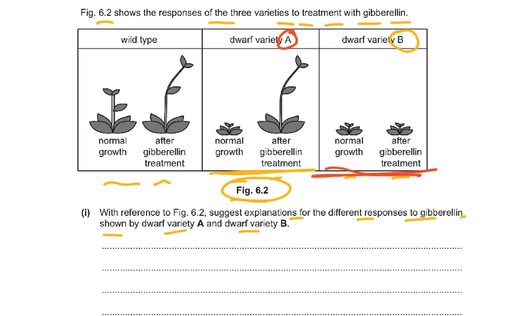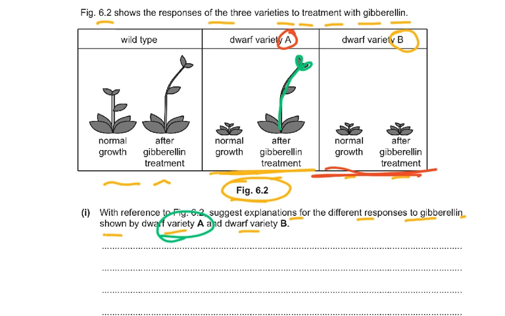Now, what has happened? In variety A, gibberellin binds to the receptor, and the DELLA protein is broken down, and the transcription factor is released, resulting in stem internode elongation, or you can say growth has occurred. You can see that the growth has occurred. We are only going to talk about variety A here.